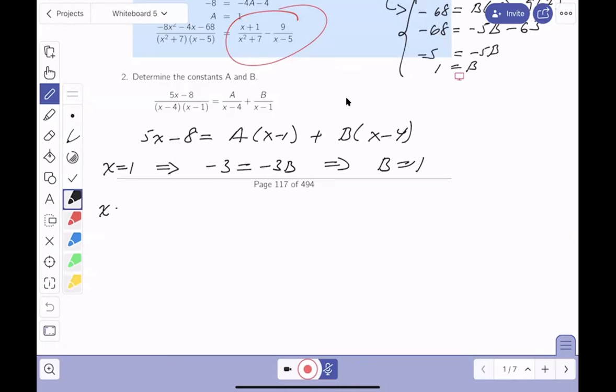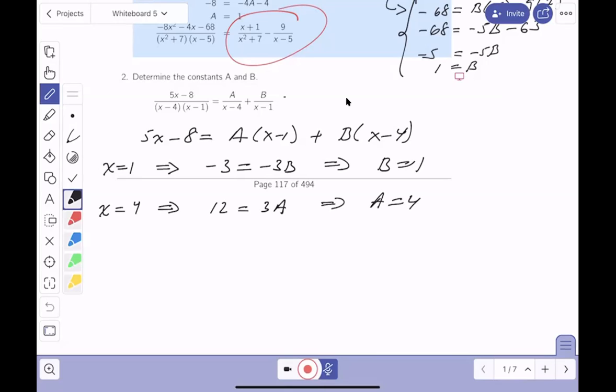I'm going to pick another easy number. What number would I pick? Probably 4. What do you get over here? Well, 4 times 5 is 20. 20 minus 8 is 12. And I pick 4, right? So what do you get? 4 minus 1 is 3, so I get 3a. And 4 minus 4, that's the second term, would be 0, so I'm not going to write that down. And what's a? a is 4.